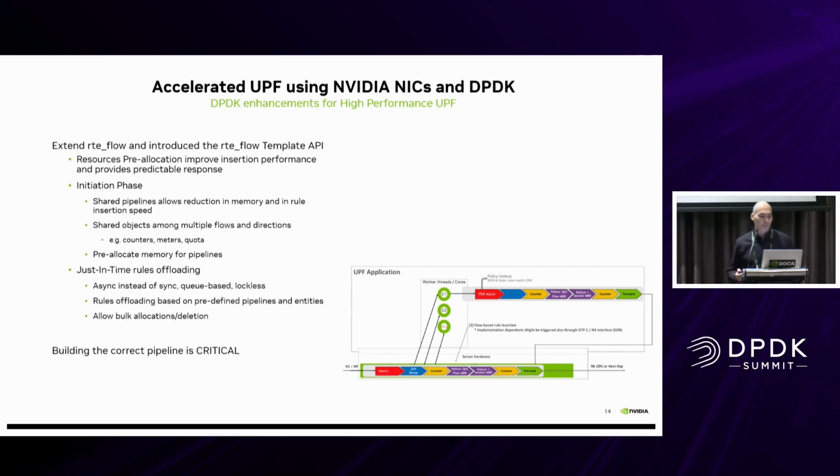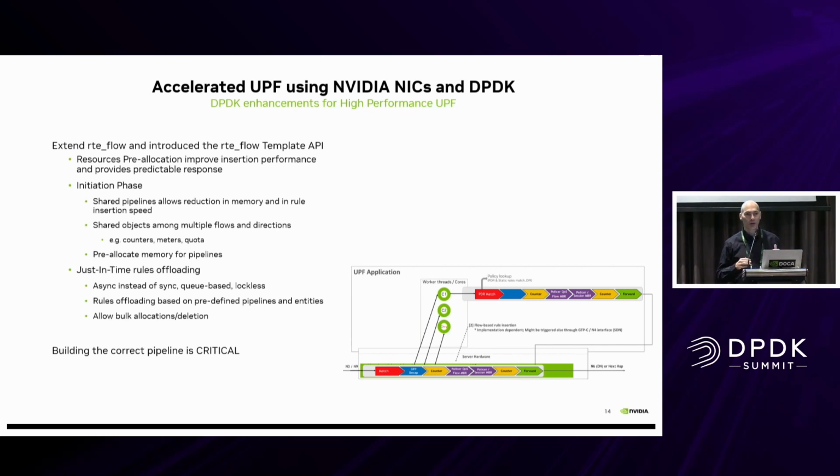So what we did with these findings? We extended RTE flow and introduced the template API. The template API allows for implementations of resource pre-allocations, so that instead of allocating memory every time that we offload a rule, we define templates of what we are about to do, and we are setting up the memory upfront, so that the application in the initiation phase can define all the shared pipelines, which actually allows to reduce the memory and the time that it takes to insert a rule. It also defines the shared object. If we have counters that we are going to count for multiple sessions, we can define them in the initiation phase, or at least the structure or what we are going to use them. And then we can pre-allocate everything.